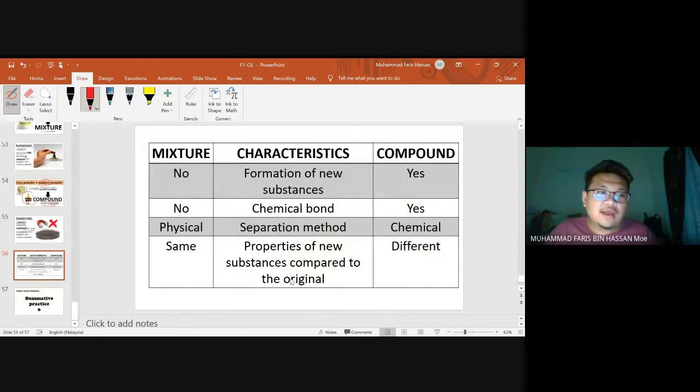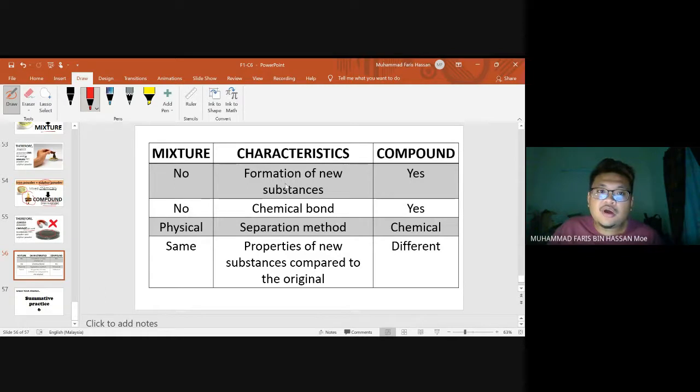Okay, so we go to the last one. So this is the characteristic and the difference between the mixture and compound. For the first characteristic, formation of new substances, for a mixture, they won't form a new substance, but for a compound, they will form a new substance.